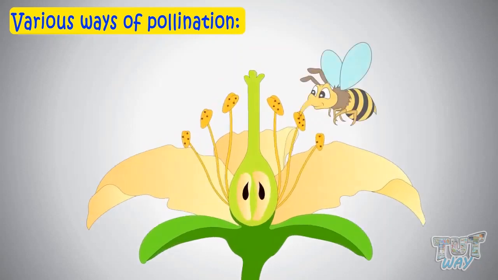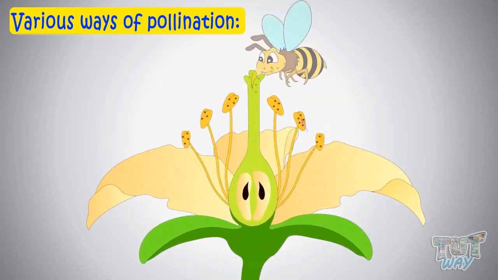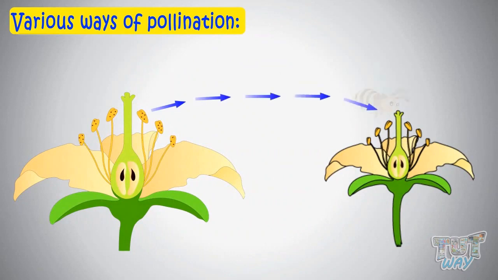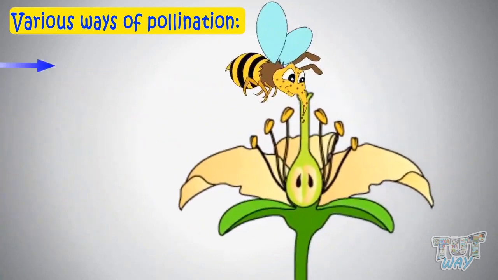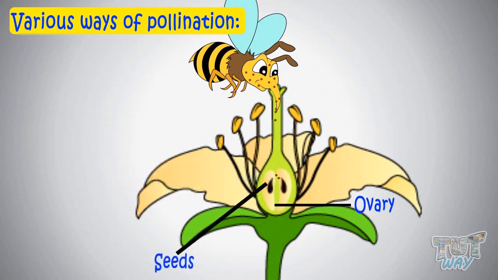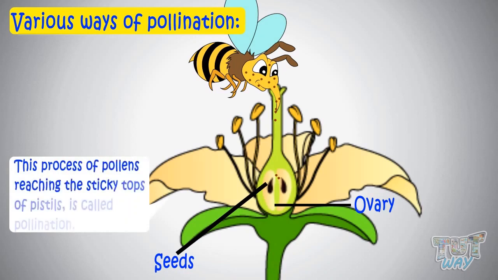And while doing so, the pollens from the anther get attached to the body of the insects. And when these insects visit some other flower for nectar, pollens get to the sticky top of the pistils, and by way of the long tube called style, pollens reach the ovary where ovules are present, and fertilization occurs, leading to the formation of seeds. So this process of pollens reaching the sticky tops of pistils is called pollination.